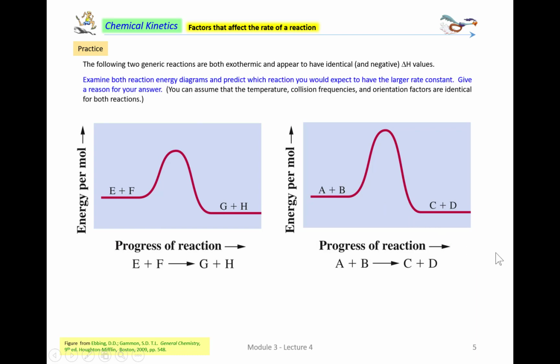So what we want to do is examine both reaction energy diagrams and predict which reaction you would expect to have the larger rate constant. In other words, which reaction would you think would be faster? And give a reason for your answer. Now to do that, we want to assume that the temperature, the collision frequencies, and orientation factors are identical for both reactions.